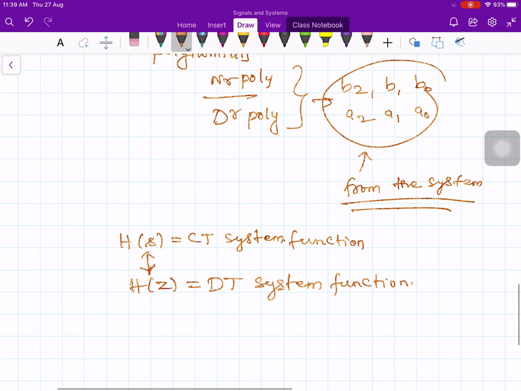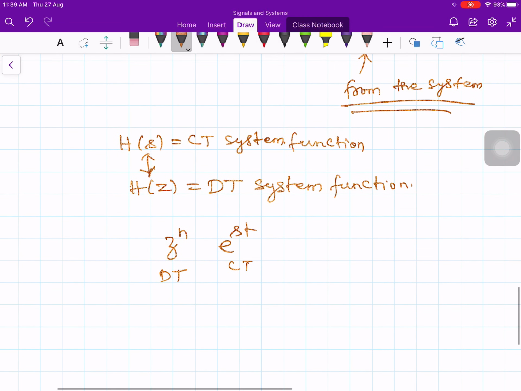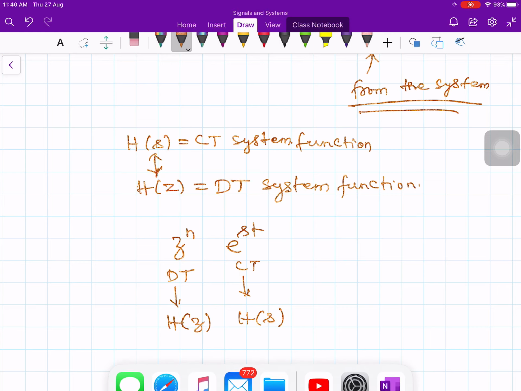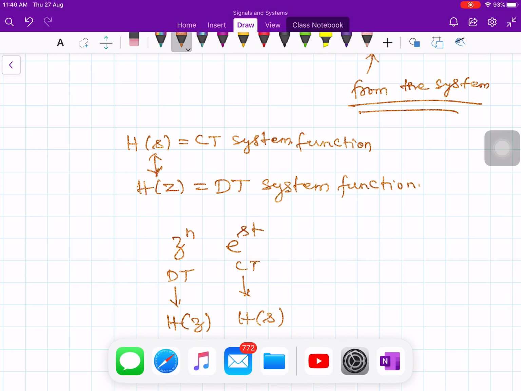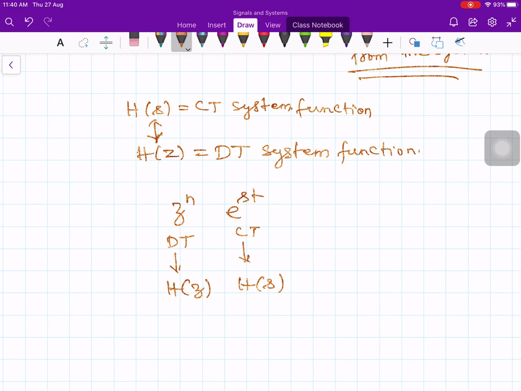The characteristic signal is z to the n, instead of e to the st for continuous time. And the system function for the discrete time case is H of z, and for the continuous time case it is H of s. Okay, we will deal with this H of z later, in some later part of the course.